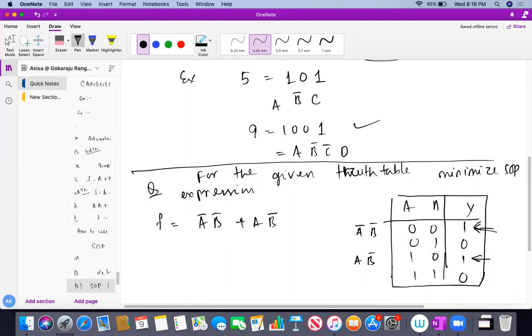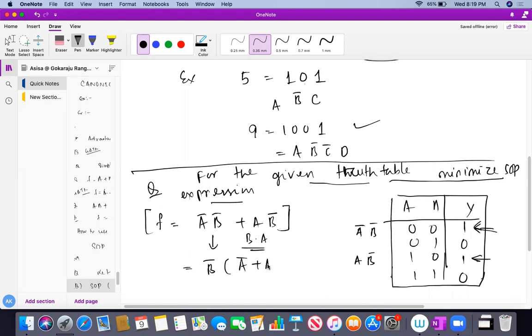Now, for the given truth table, minimize the SOP expression. This is not in a minimized form. This is in the canonical form. What is canonical? I'll tell you, don't worry, students. You have to reduce it using certain Boolean algebra and bring it to the simplified version. What do you need to do? Very simple. You apply the distributive law over here.